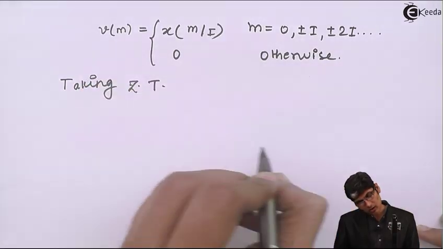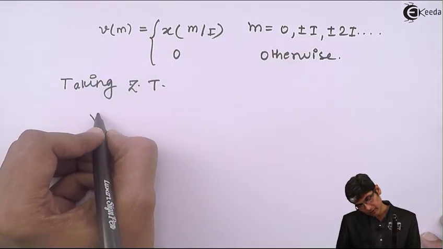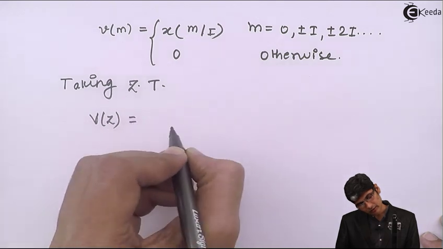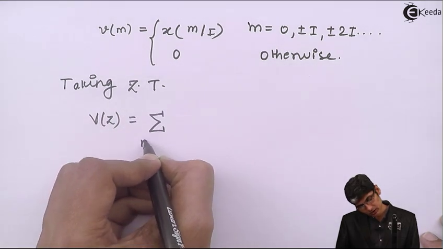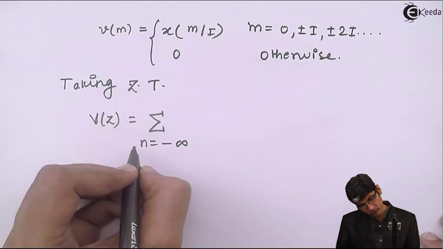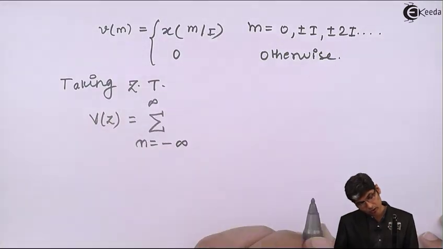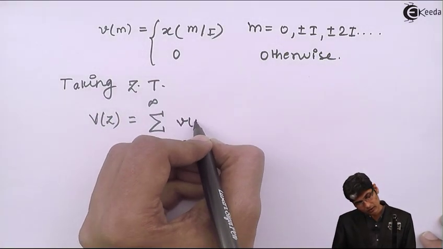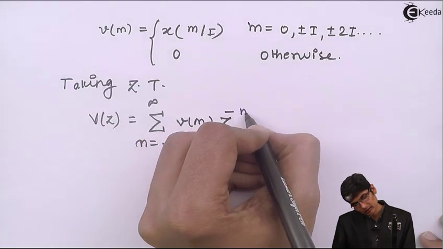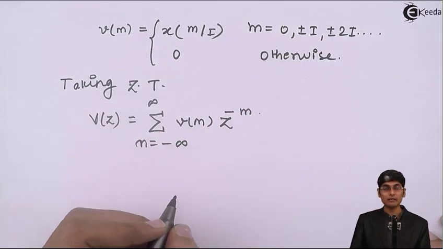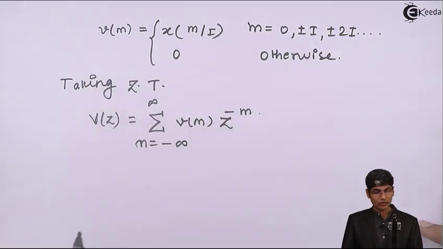If I take the Z transform, so taking Z transform of V of M will give me V of Z. V of Z will be equal to summation M going from minus infinity to plus infinity, V of M Z raised to minus M. Correct?